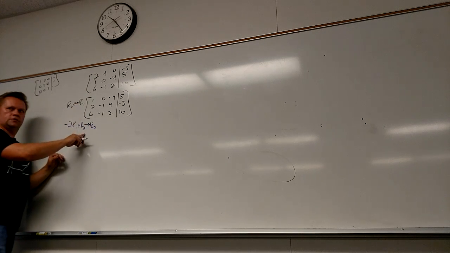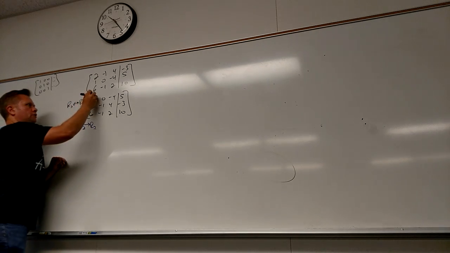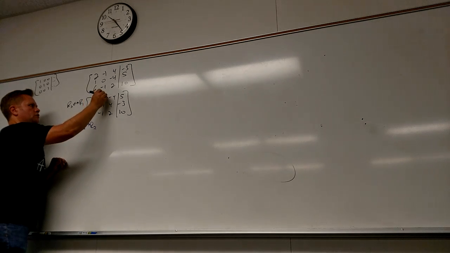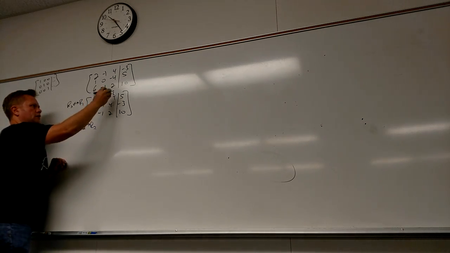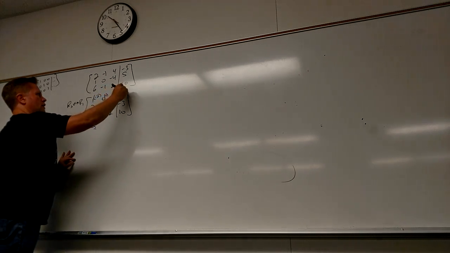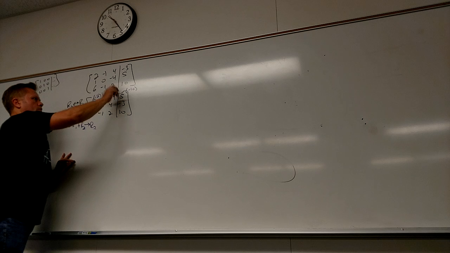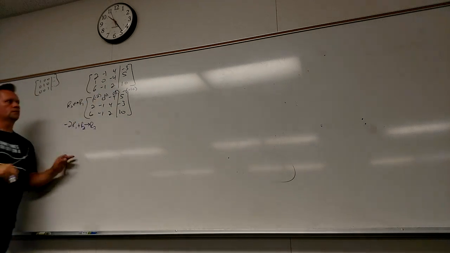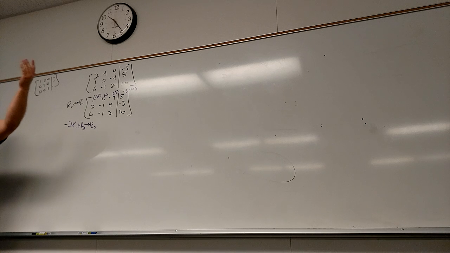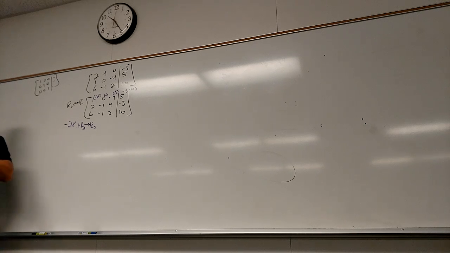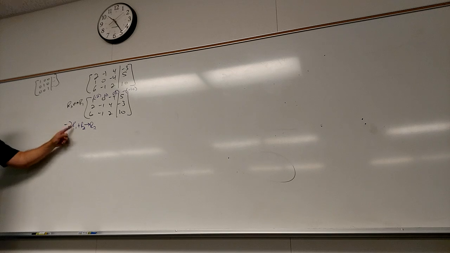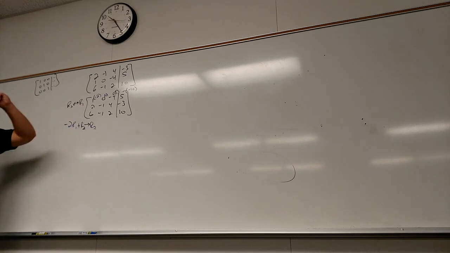So the way I would do this, -2 row 1, I would put that here. -2 times 0 is 0. -2 times -4 is 8. -2 times 5 is -10. I'm not going to rewrite the whole matrix because that's just a long time. So what we basically wrote was -2 times row 1 plus row 2. Put the answer in row 2.